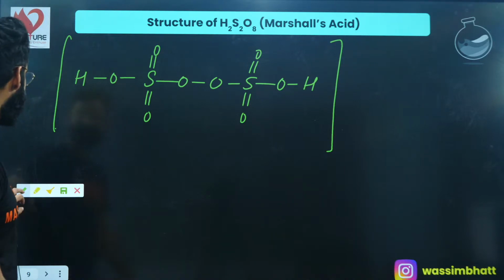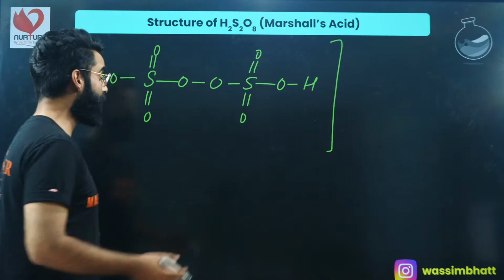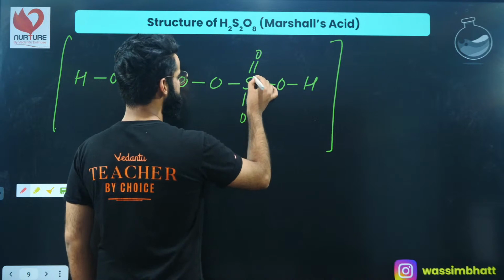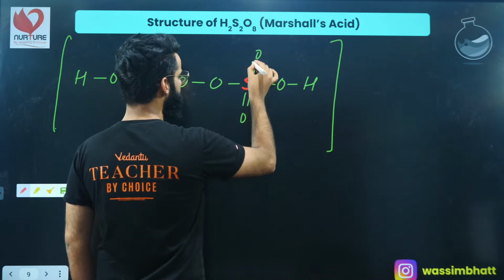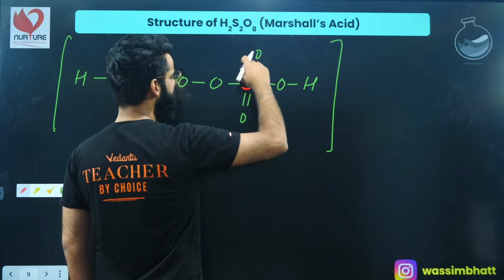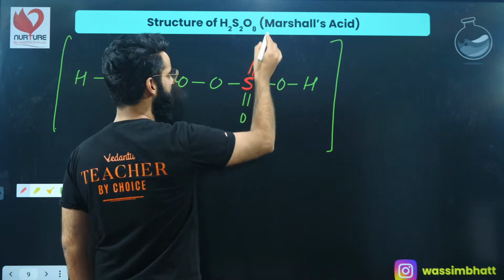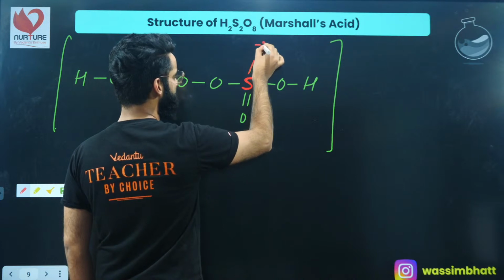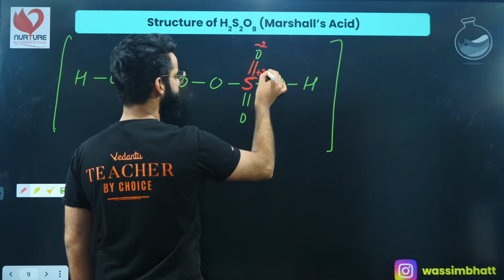Okay. Now let's see what all things can be asked. Let me start with this sulfur. There's a double bond between sulfur and oxygen. Oxygen being more electronegative, it will attract both the bonded pair of electrons towards itself, due to which it gets -2 and sulfur gets +2.